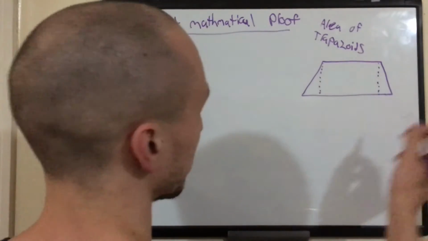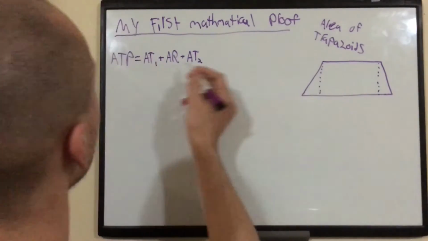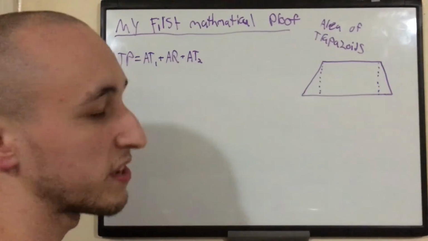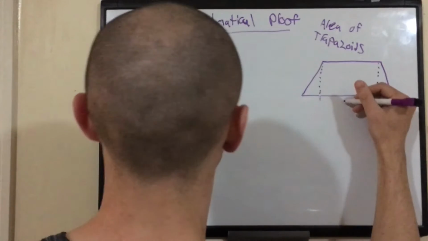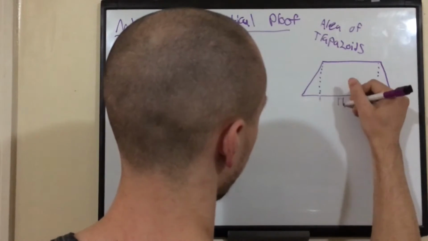So, what are the givens? Right now, I'm going to say what the basic givens are for this. Area of a rectangle, what do you need? You need the base times height. This side right here, I'm going to call this lowercase rb.